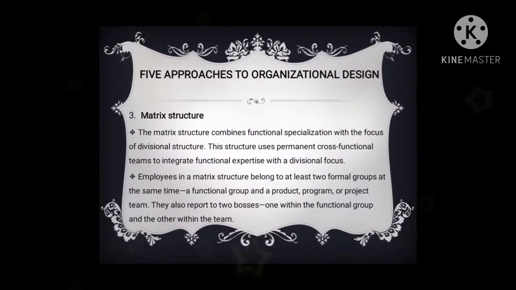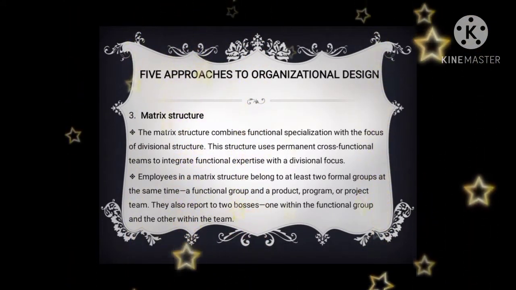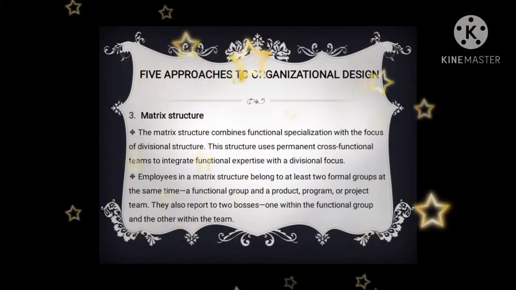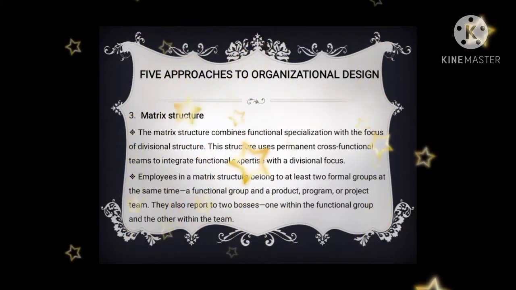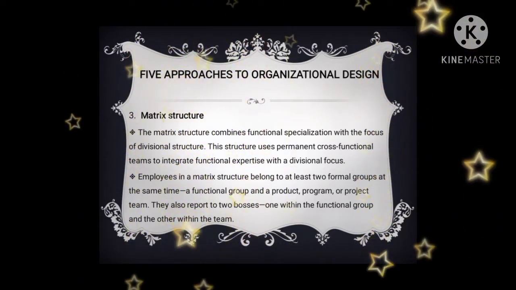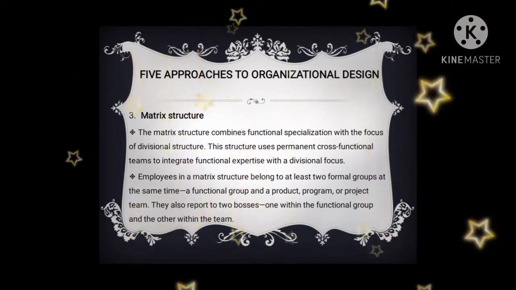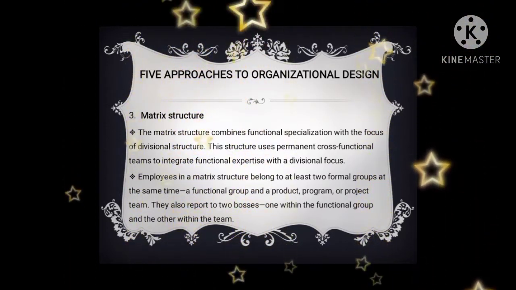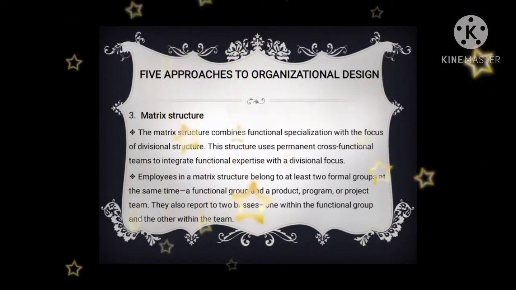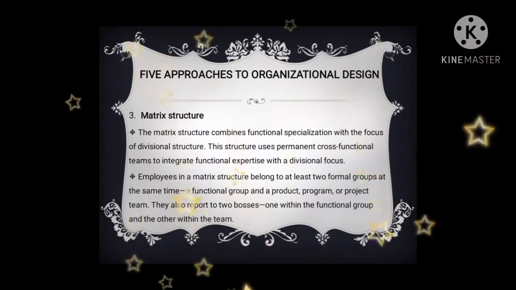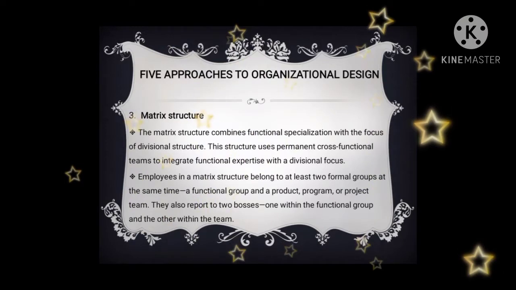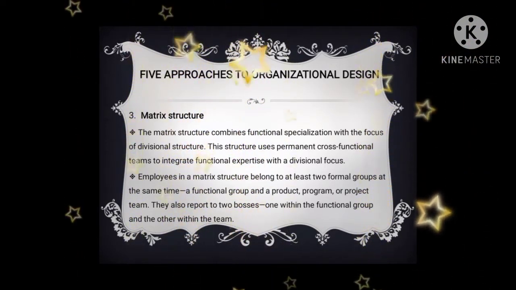Third is matrix structure. The matrix structure combines functional specialization with the focus of divisional structure. This structure uses permanent cross-functional teams to integrate functional expertise with a divisional focus. Employees in matrix structure belong to at least two formal groups at the same time, a functional group and a product, program, or project team. They also report to two bosses, one within the functional group and the other within the team.